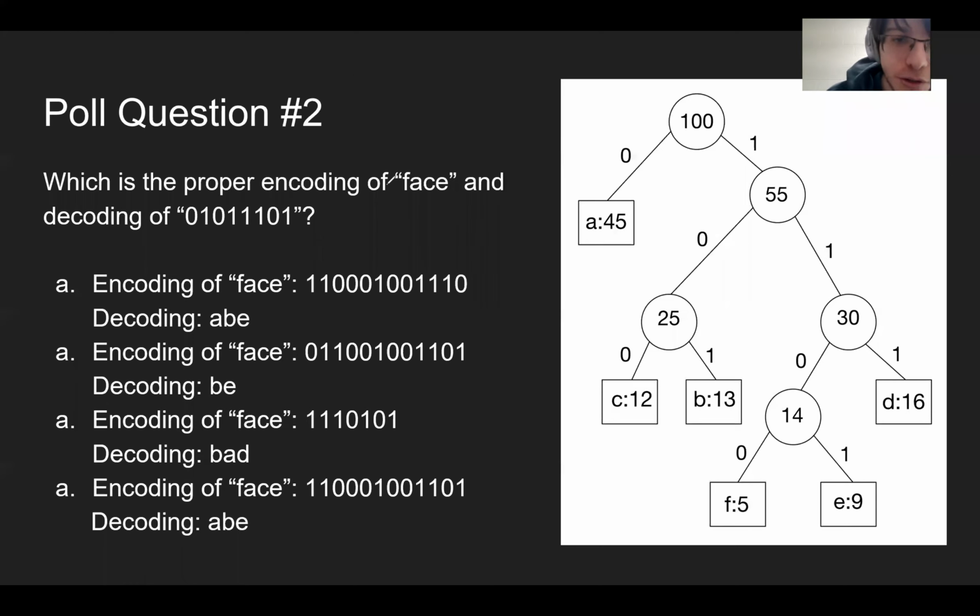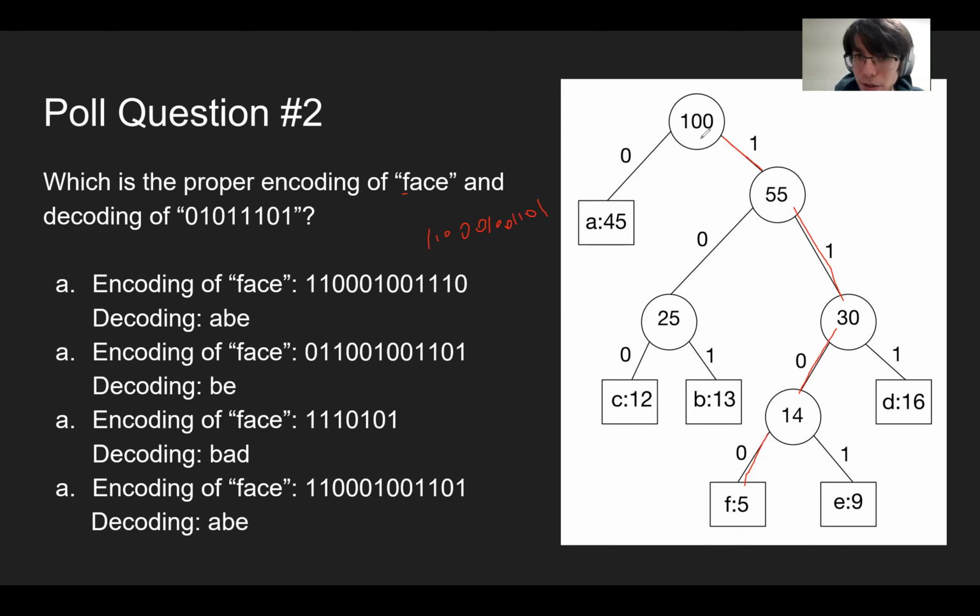All right, starting over. So encoding a face. How would we do this? Well, okay, let's see. First, we need to get F. So how do we get F? Well, F is 1, 1, 0, 0. We find A is just 0. C is 1, 0, 0. And E is 1, 1, 0, 1.